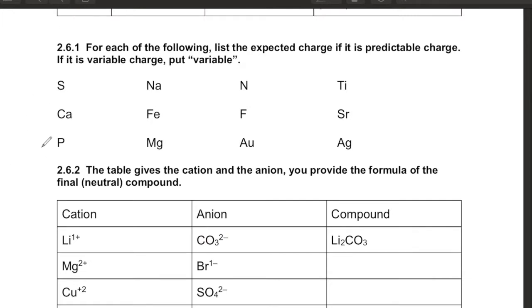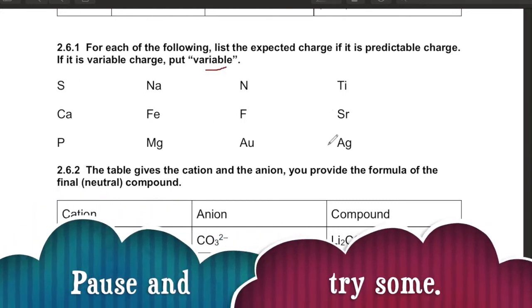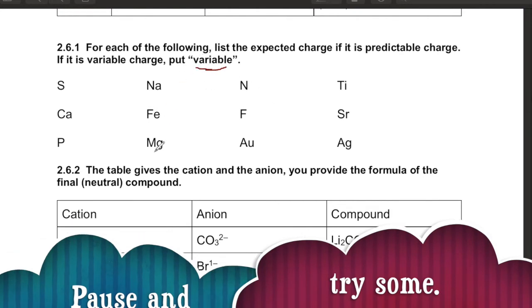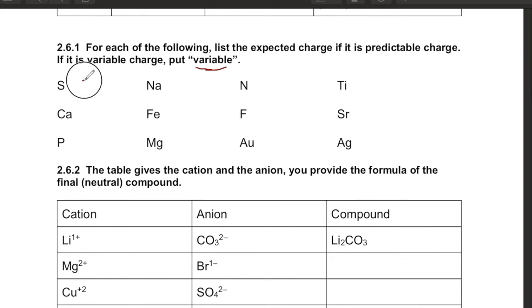So here we have some elements that can all form ions. And some of them are predictable, some of them are variable. Let's practice predicting what the charges would be, or writing variable if we know that it's a variable element. So sulfur, when it forms an ion, has a -2 charge. Sodium would be a +1 charge. Nitrogen would be a -3 charge. Titanium is in that area of the periodic table that is variable. Calcium would have a +2 charge. Iron is variable.